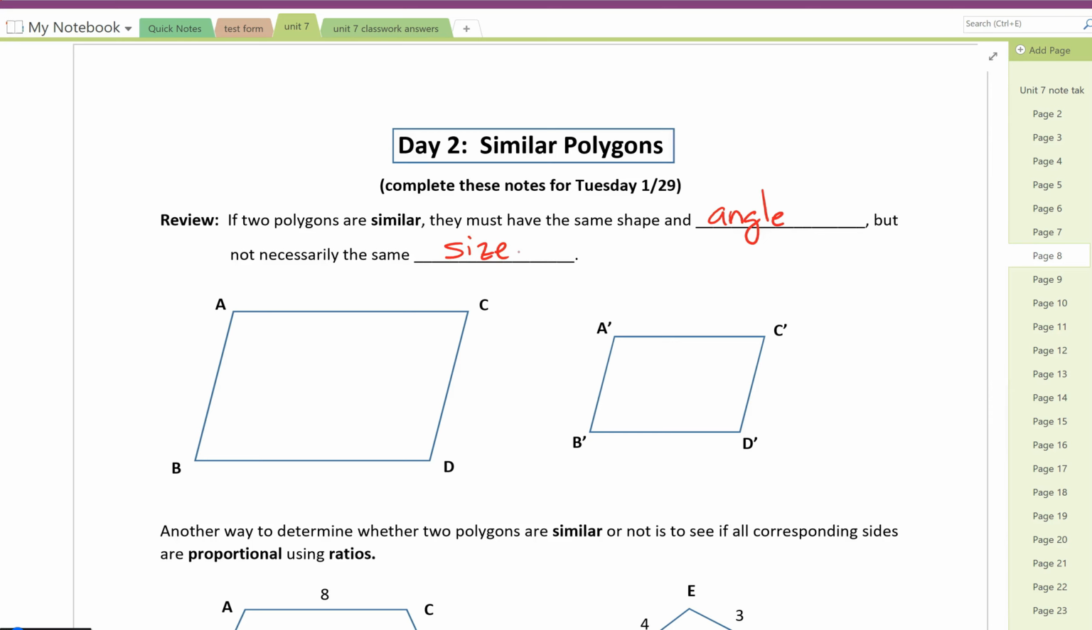the same angles. So if I look at these two parallelograms here, I know that angle A and D would have one angle measure. Let's say that's 100. And then C and B would have to have the same thing. So in this case, those would have to be 80. As long as this smaller parallelogram has corresponding angles that are the same measure as those in ACDB, then those two parallelograms are similar.